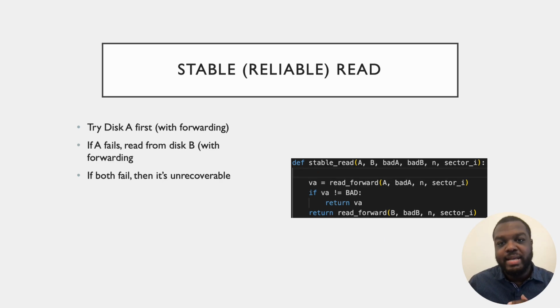Stable read means the system should return the correct value as long as at least one disk has a valid copy. We try A first. If A can't provide a valid value, either due to a bad block or missing mapping, we fall back to B. This is how redundancy protects us from single disk failures. Next is stable write, which is even more important because crashes can happen mid-write.